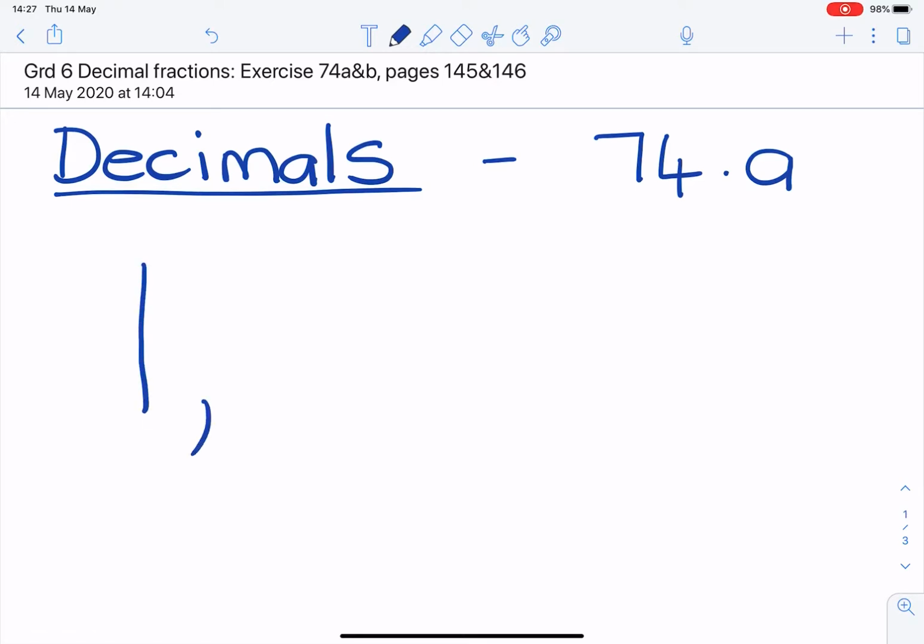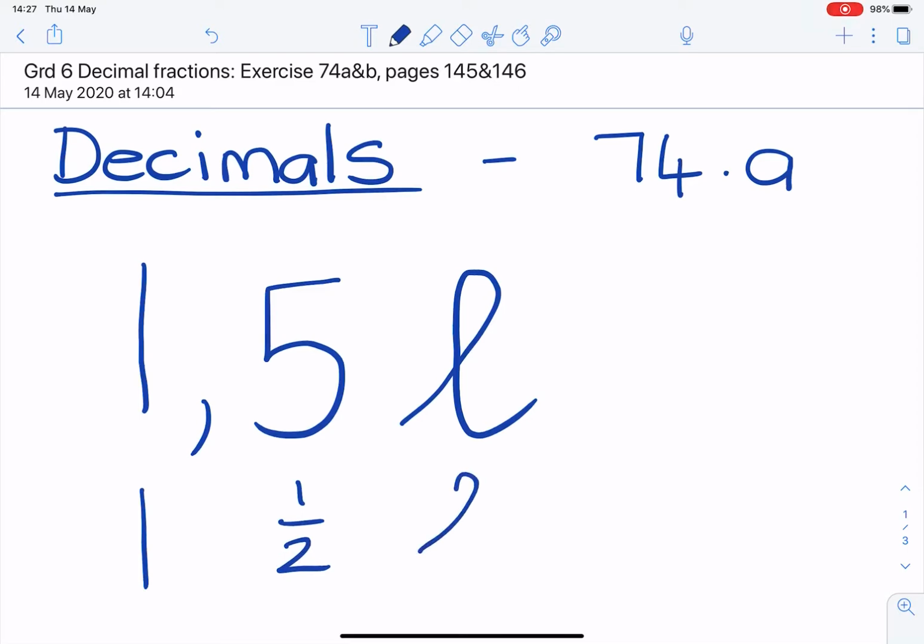I'm sure you've all seen Coke bottles or other juice bottles in the shop that say 1,5 litres. And you know that that means 1.5 litres. So, this is the decimal comma. And the decimal comma separates the whole numbers from the fractions. So all the whole numbers go on the left of the decimal comma, and all the fractions are on the right of the decimal comma.